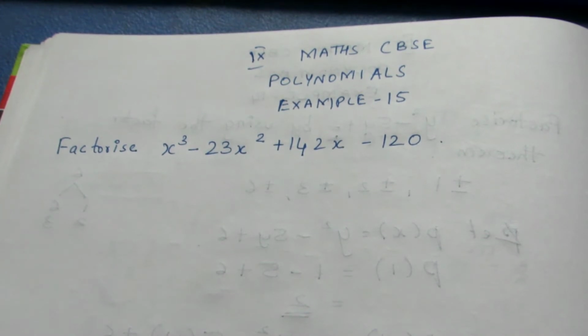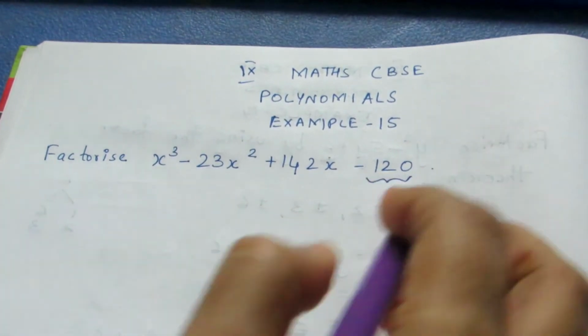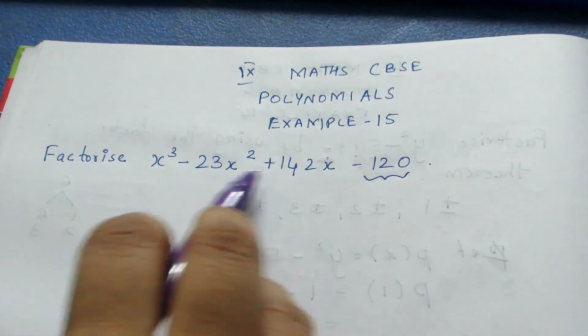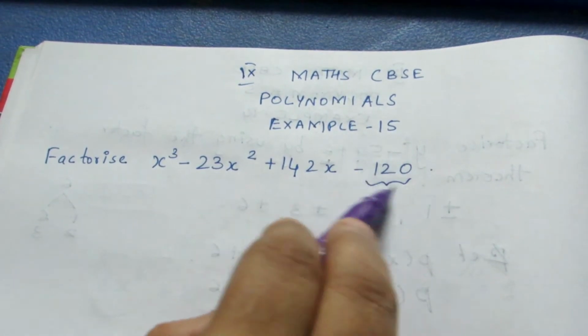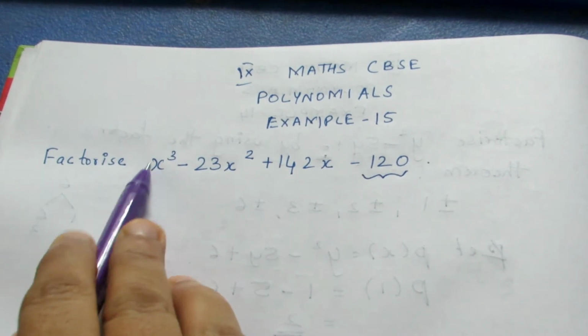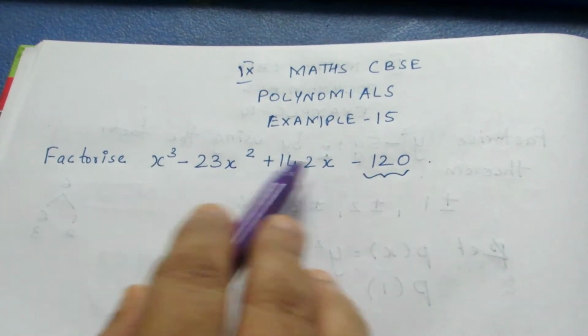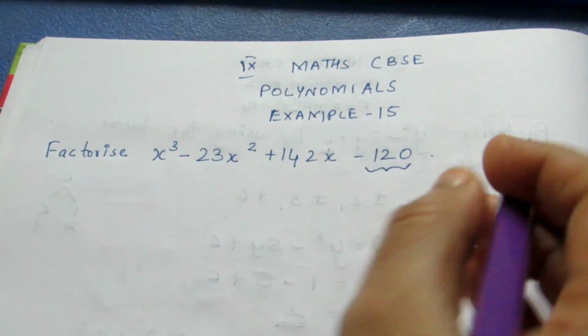The question is factorize x cube minus 23x square plus 142x minus 120. We need to factorize this by the factor theorem method. For that there is no division, so we can't guess anything. Take the constant term. If there is no coefficient before the degree term, that is x cube, you need to take the constant term. We need to find the factors of 120.